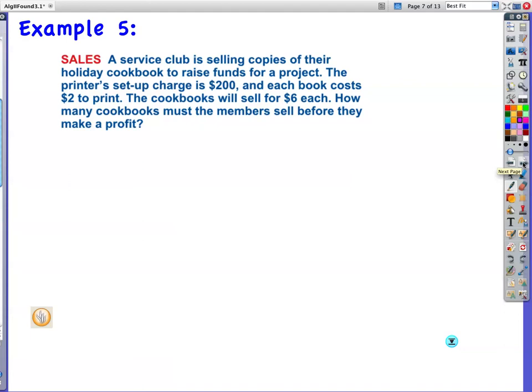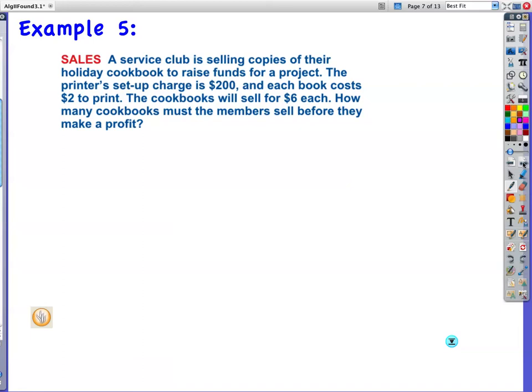All right, a service club is selling copies of their holiday cookbook to raise funds for a project. The printer's setup charge is $200 and each book costs $2 to print. The cookbooks will sell for $6 each. How many cookbooks must the members sell before they make a profit?